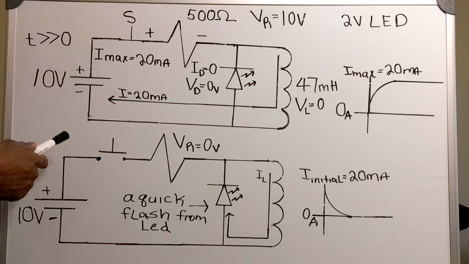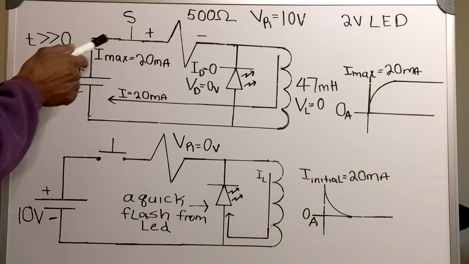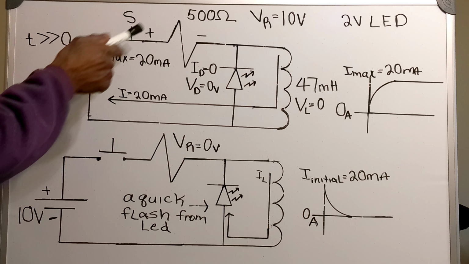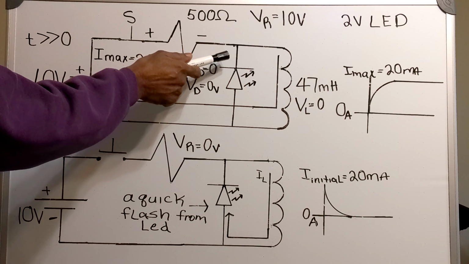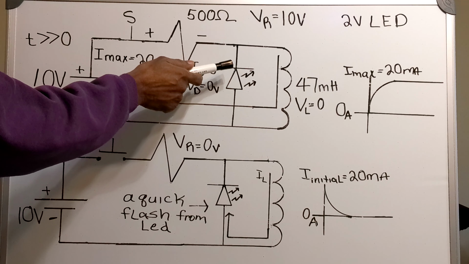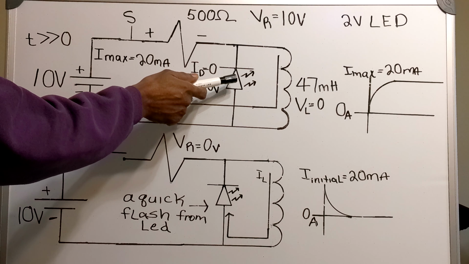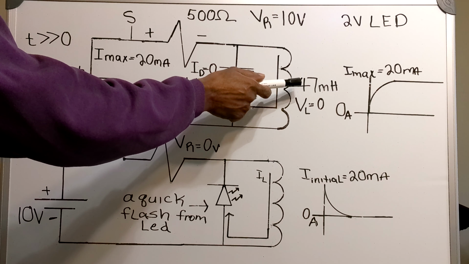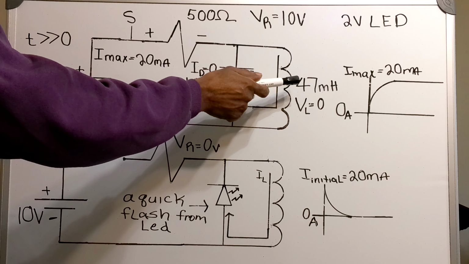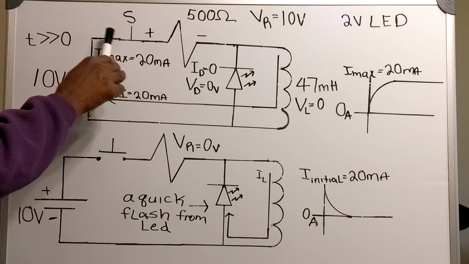In this video, I have a 10-volt source in series with a 500 ohm resistor in series with a parallel combination of an LED and a 47 millihenry inductor. And I also have a switch in the circuit.